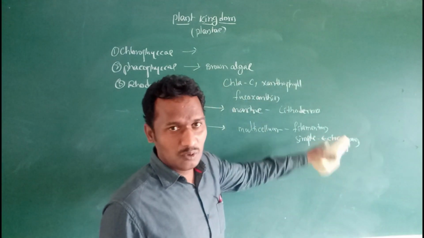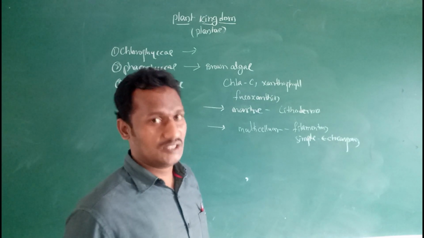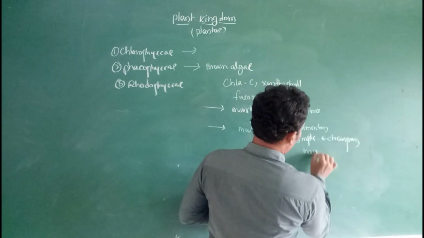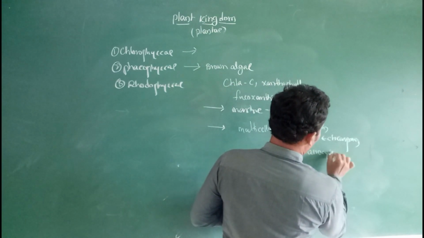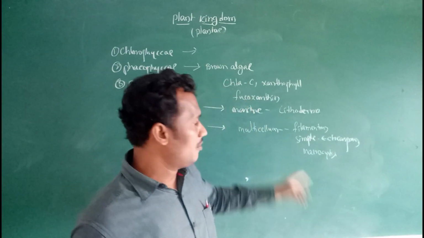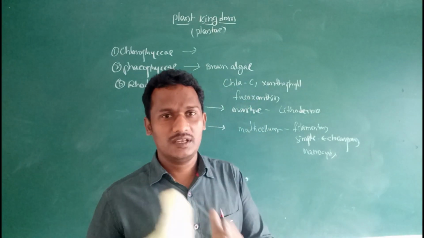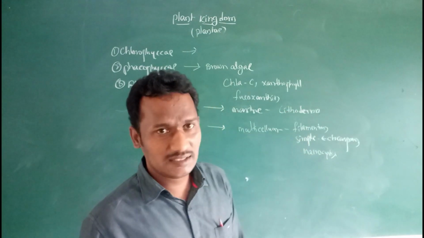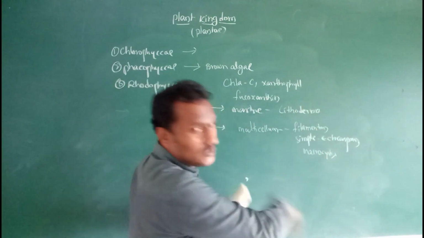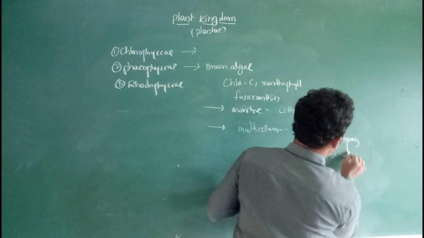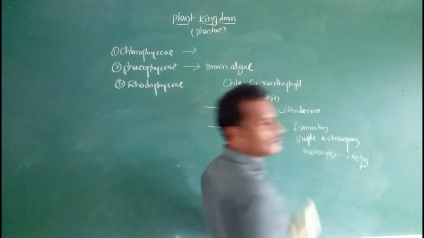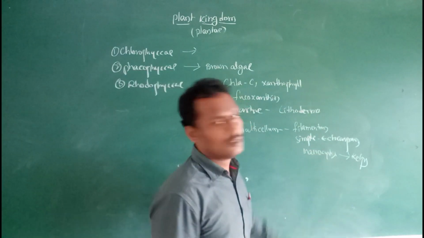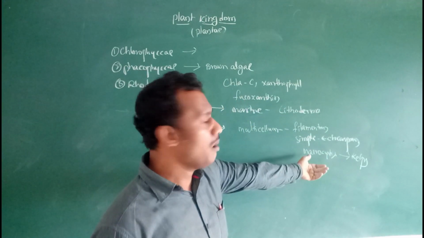Then profusely branched forms are Laminaria, Sargassum, Fucus, Macrocystis. Profusely branched, large branched condition. The largest phaeophyceae member is Macrocystis. These profusely branched phaeophyceae members are known as kelps. Kelps are nothing but profusely branched phaeophyceae members. Best examples: Laminaria, Sargassum, Fucus and Macrocystis.